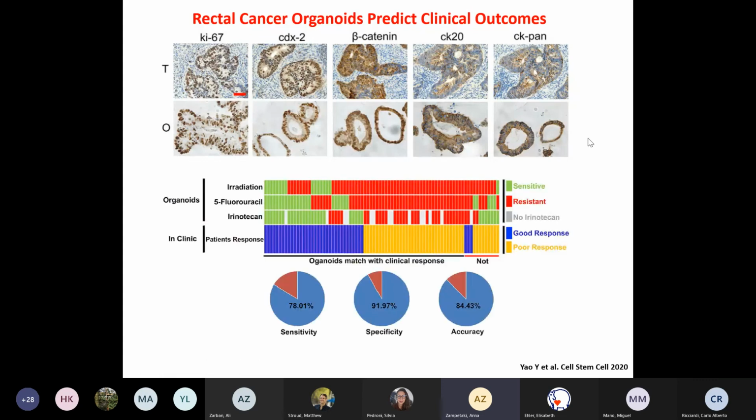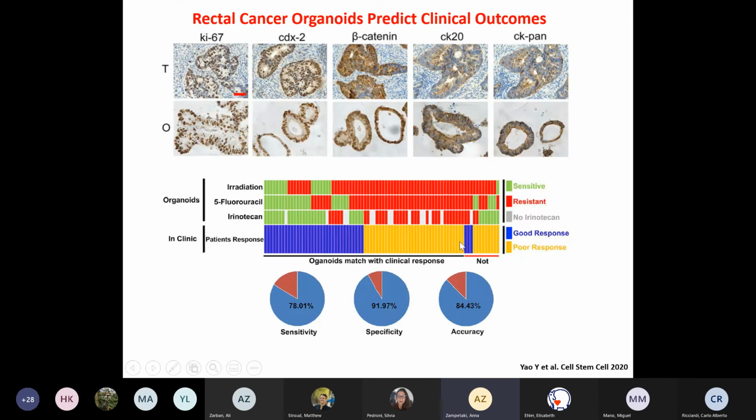And when the authors did a study using a cohort of patients, they found that actually there is a good correspondence of the way that in the clinic patients respond and organoids respond in vitro. So in here in blue, you see patients that had a good response to the therapy. And as you can see, the organoids that are derived from these patients are sensitive. So you have elimination of the cancer, which is what we are actually looking for.